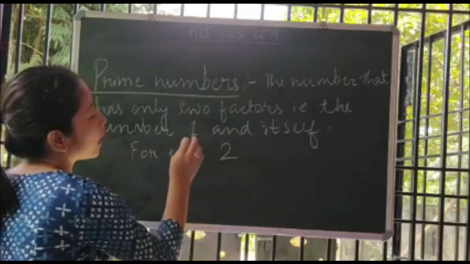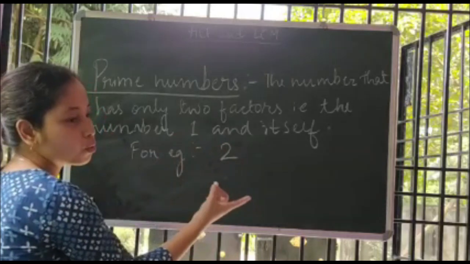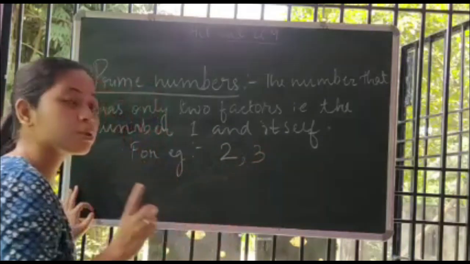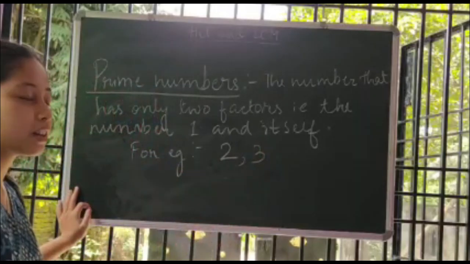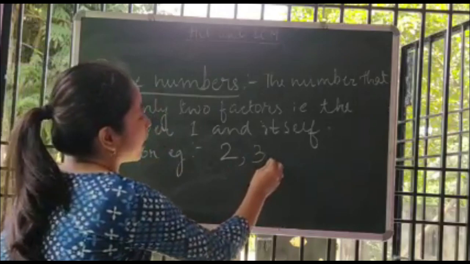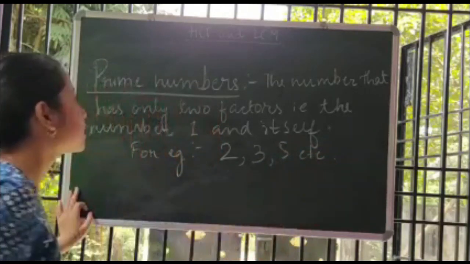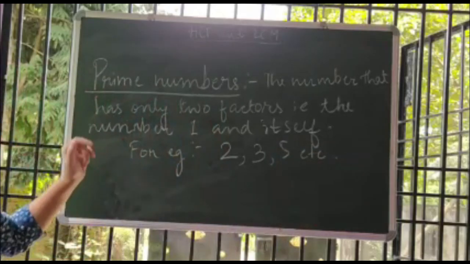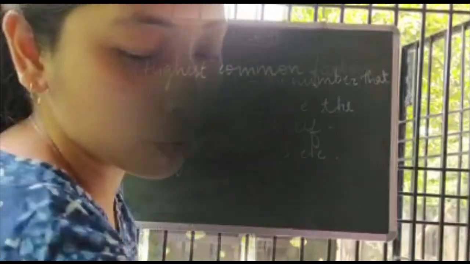2, because 2 has only two factors, that is 1 and the number itself. 2 ones are 2, 1 and 2, two factors only. Again 3, because 3 has also two factors, 1 and the number itself. 1 3 is a 3 and 3 1 is a 3. So only two factors. Likewise 5, etc. So these are the numbers that are called prime numbers. Okay. So these are some of the points which you should know.